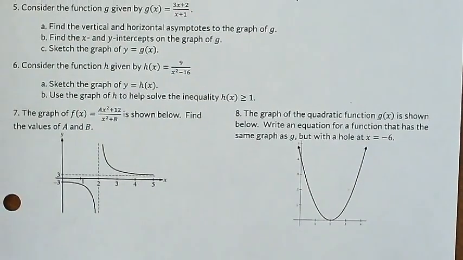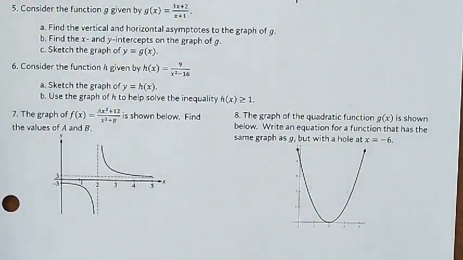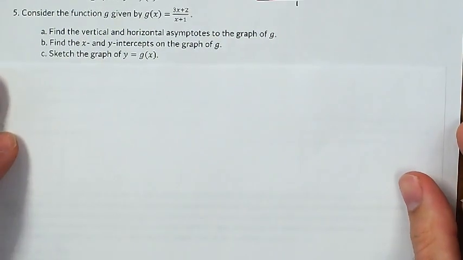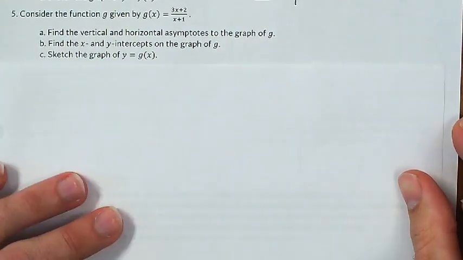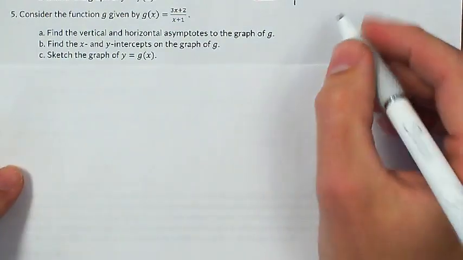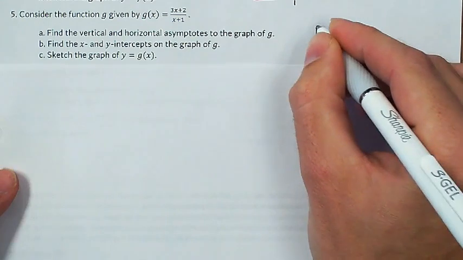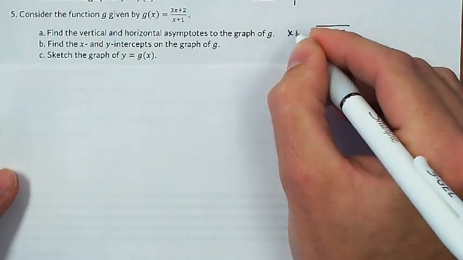All right, number 5 is asking us to consider another function that's linear over linear, and this will be very much the same. So I think I might just start by doing the long division this time, though. So I'd say 3x plus 2 divided by x plus 1.